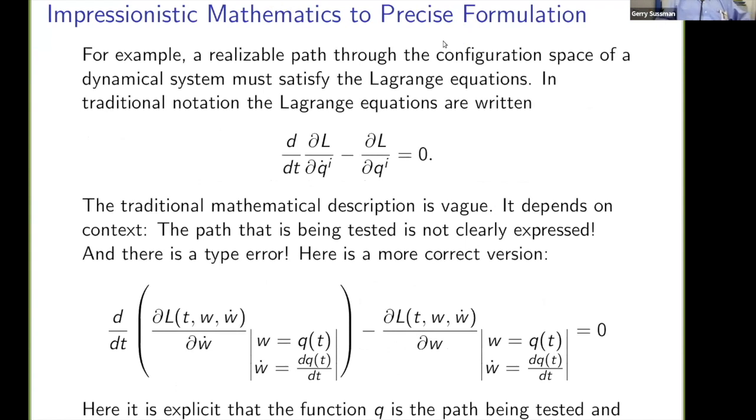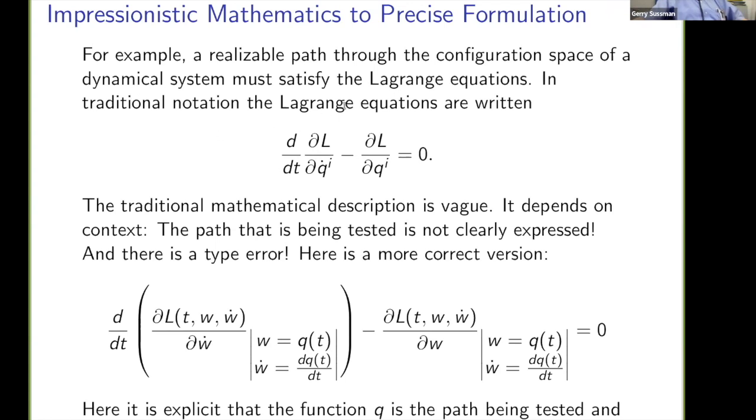For example, I'm not trying to teach you classical mechanics. I'm just going to show you the thinking idea and why it's so much fun. A realizable path, that's the path that something can actually move through the configuration space of a dynamical system, satisfies Lagrange equations. Lagrange equations are basically Newton's equations, okay? That F equals MA, but done in a much more general way.